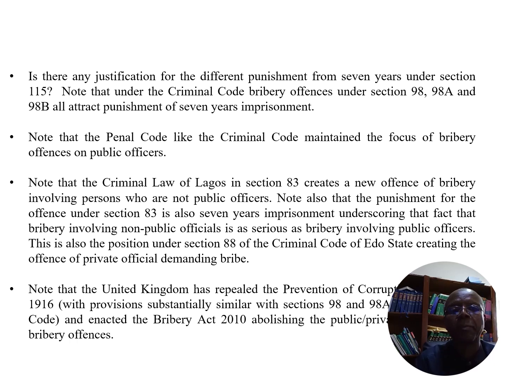This is also the position under Section 88 of the Criminal Code of Edo State, creating the offense of bribery, the offense of private officials demanding bribe.